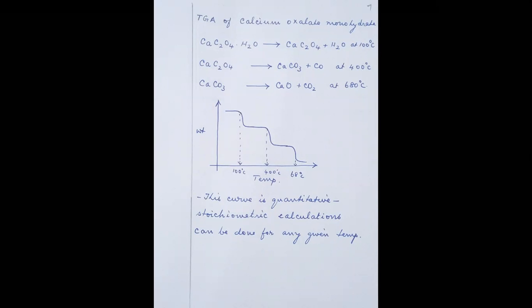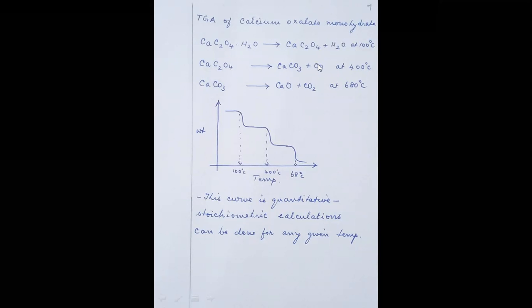And at 400 degrees centigrade, carbon monoxide comes out, and then the oxalate becomes carbonate. And at 680 degrees centigrade, carbon dioxide comes out, and what you are getting is calcium oxide. In all these things you see, in the first reaction, the water that came out was in the vapor state. So there is a mass change.